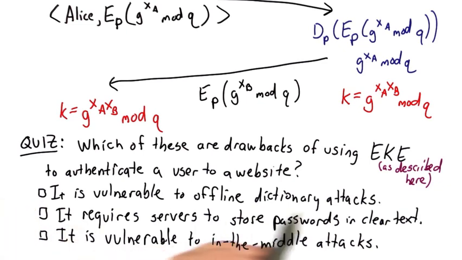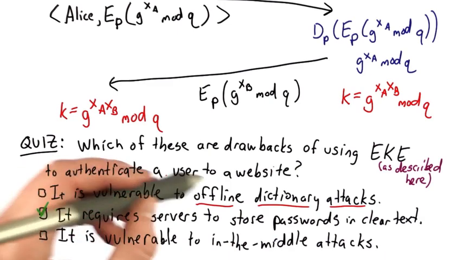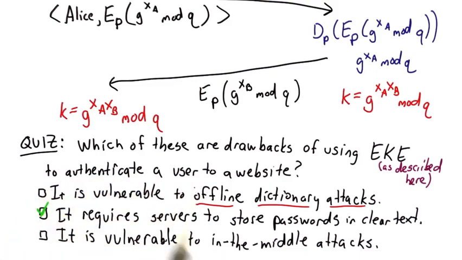The second choice is that it requires servers to store the passwords in clear text. And as we discussed in Unit 2, this is never a good idea. The third choice is it's vulnerable to meet-in-the-middle attacks, just like the Diffie-Hellman protocol was. The answer is only the second one is true. So the first answer is not true. In fact, the EKE protocol is designed primarily with this goal of not being vulnerable to offline dictionary attacks.